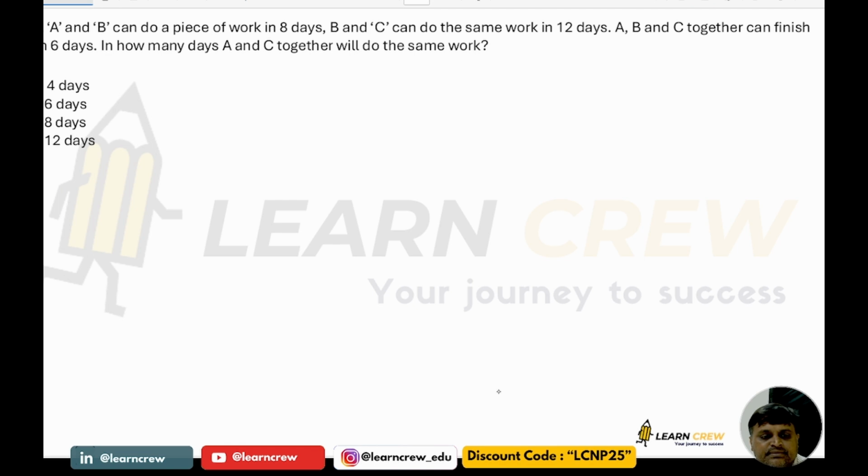Next, question number 15. A and B can do a piece of work in 8 days. B and C can do the same work in 12 days. A, B, C together can finish the same work in 6 days. Then in how many days will A and C together do the same work? Please see here, A and B 8, B and C 12, A, B, C 6. The LCM of 8, 12 and 6 is 24. The total work is 24 units, which is the LCM.